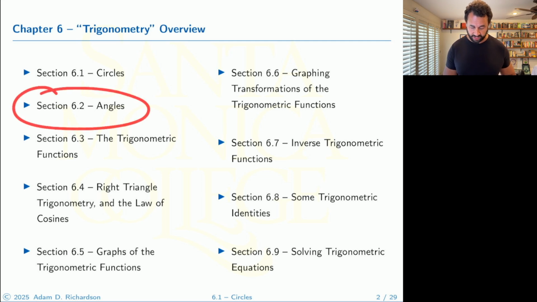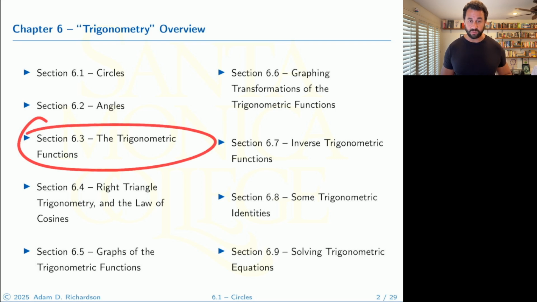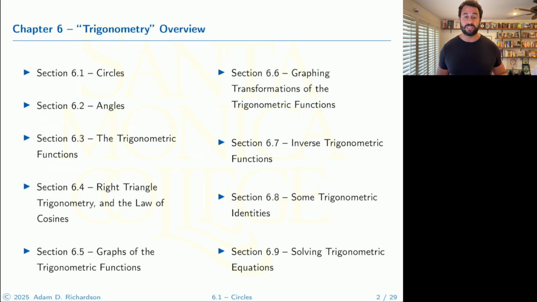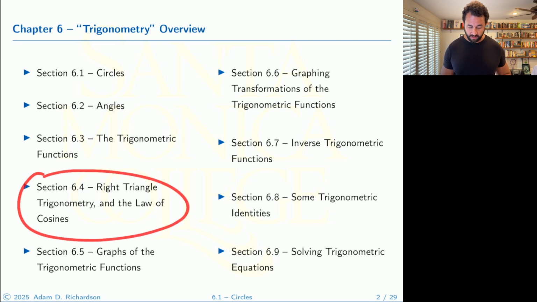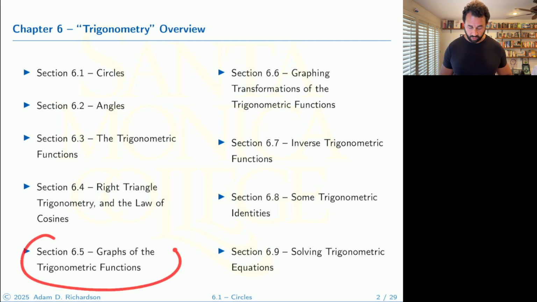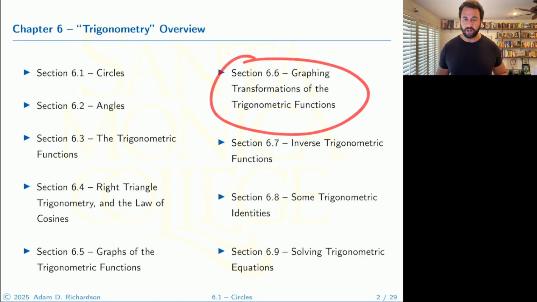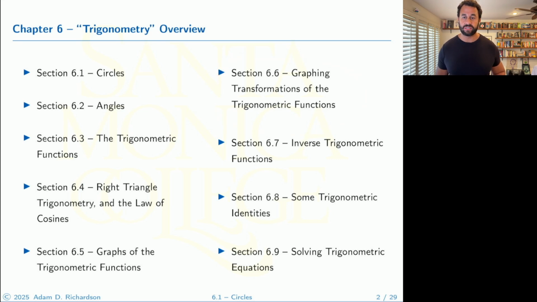The next section, 6.2, is all about angles: angle measurements, getting used to angles, standard angles, angles to memorize, angles to recognize, etc. Section 6.3 is where we're going to introduce the trigonometric functions themselves. Then section 6.4 is where we'll talk about right triangle trigonometry and the law of cosines. Right triangle trigonometry has to do with SOHCAHTOA. If you've heard that mnemonic device before, that'll be 6.4. Then we'll talk about the graphs of the trigonometric functions, and then section 6.6 is all about graphing transformations of those functions.